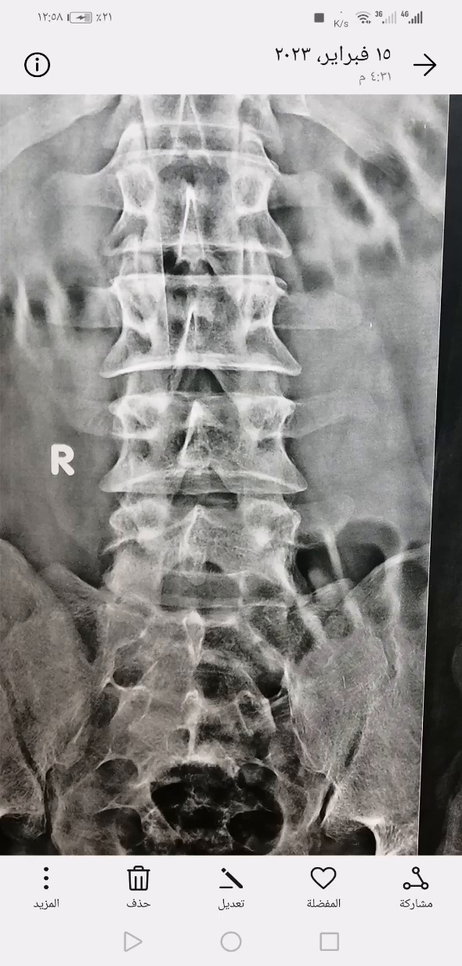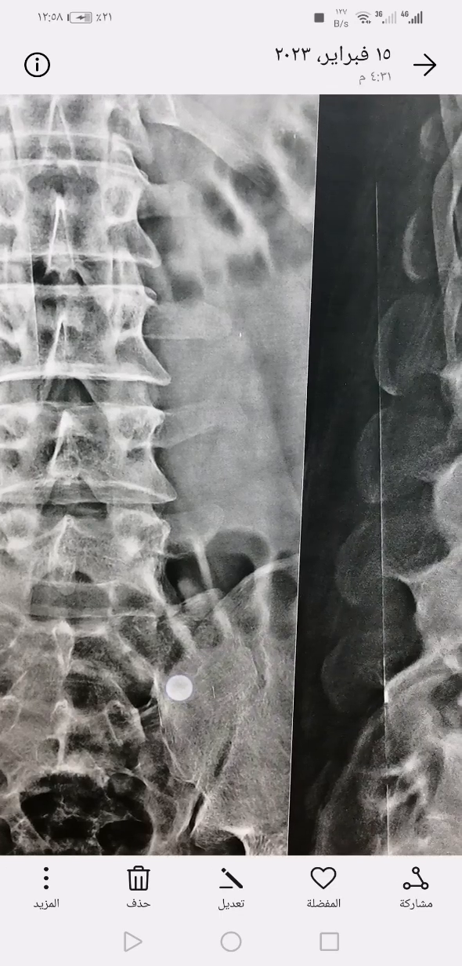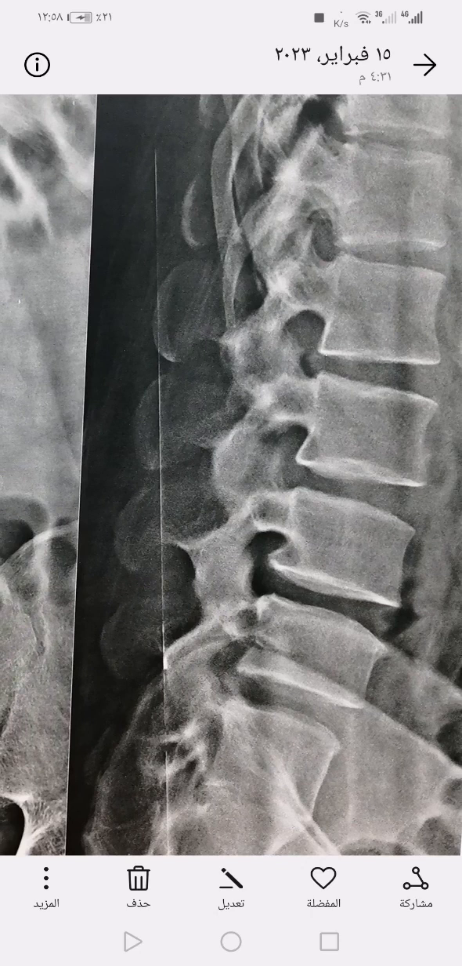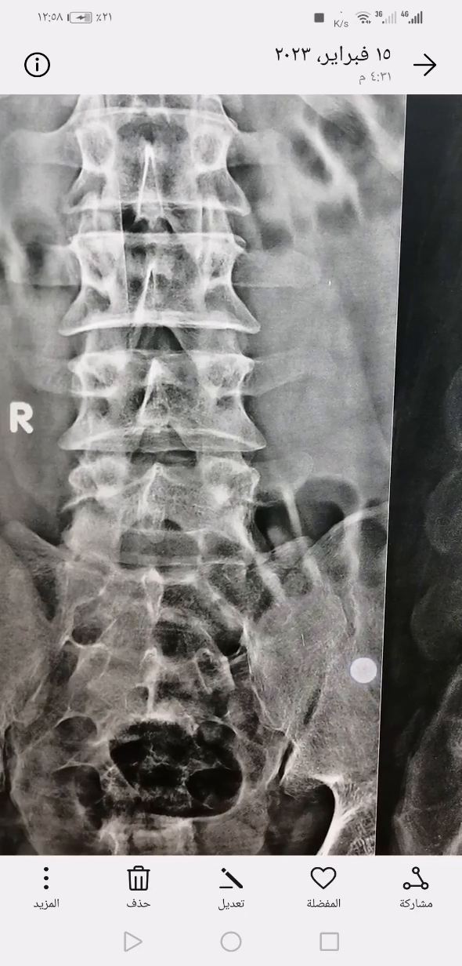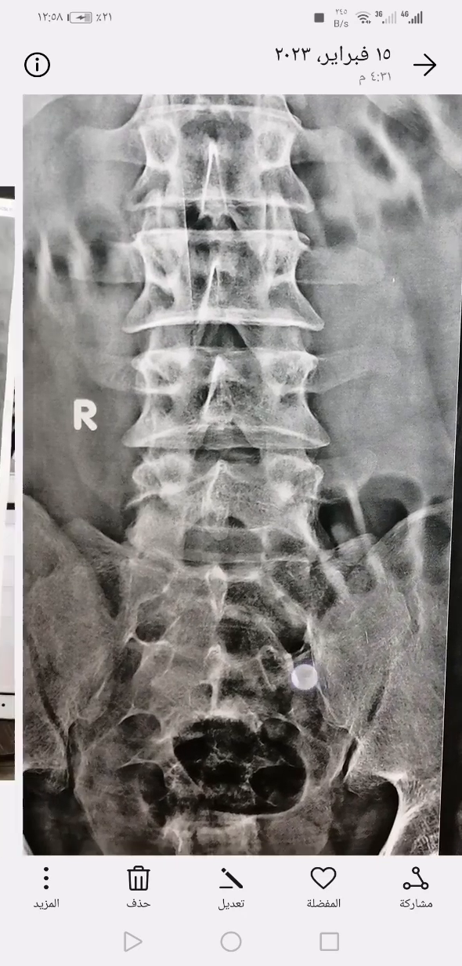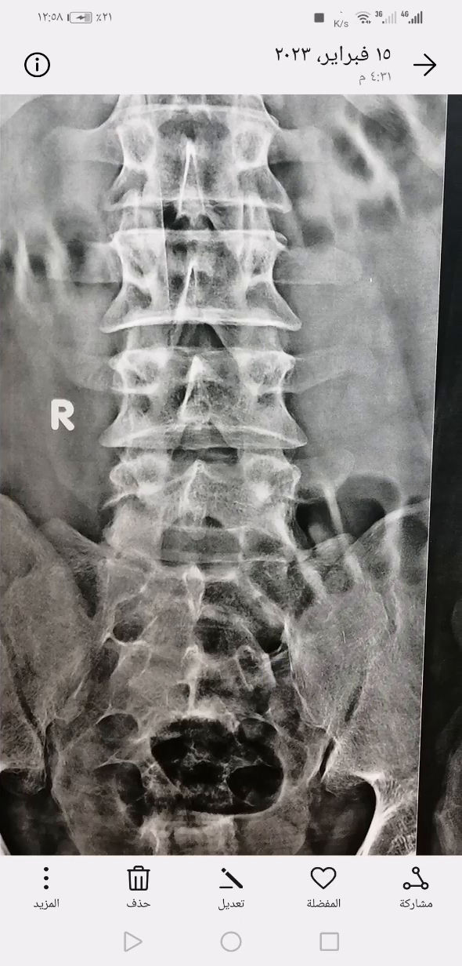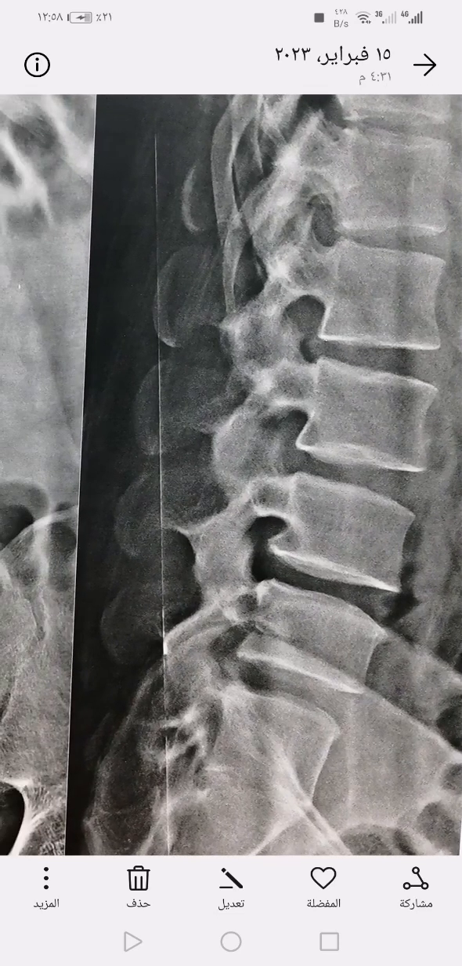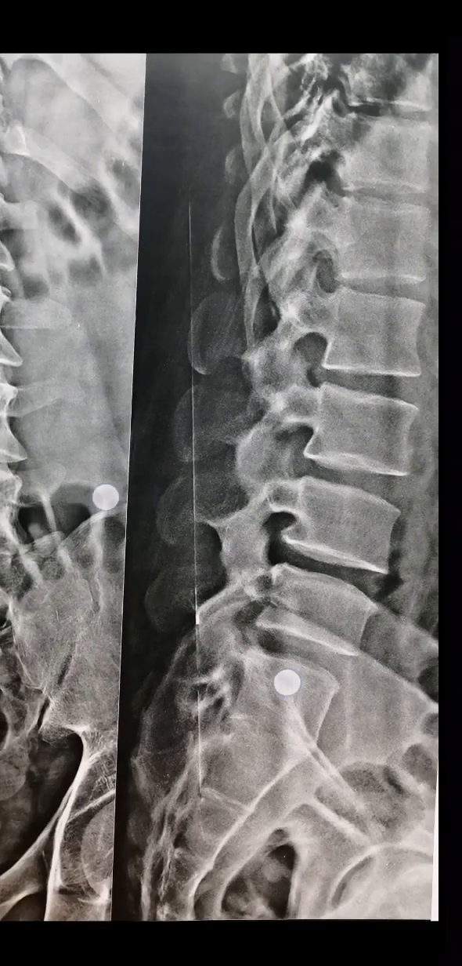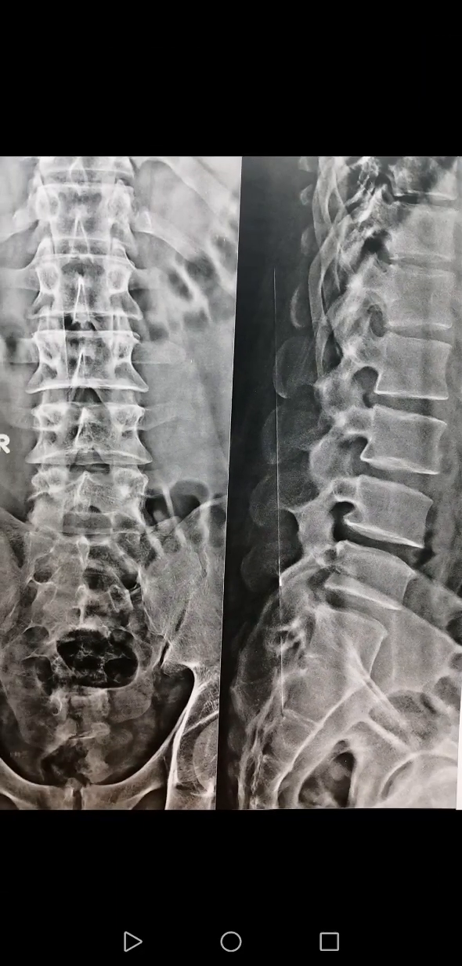So here we have sacralized L5 and lumbar muscle spasm, both of which can cause back pain. The management of sacralized L5 is usually conservative. There is no need for surgery. Rehabilitation and physiotherapy may help. Muscle relaxants may help. The patient may complain of neuropathic pain or radiculopathy and so on, and the treatment depends on the symptoms. So this is the first X-ray in this series and the first video.